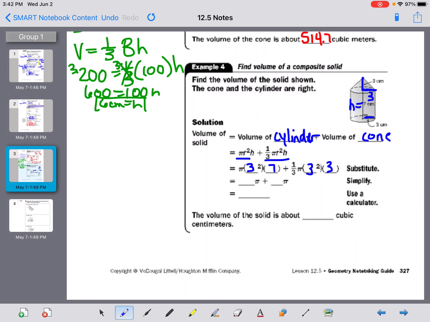All right, let's do some math. 3 squared is 9, times 7 is 63 pi. And over here, 3 squared is 9, times 3 is 27, divided by 3 goes back down to 9 pi. Because both are in terms of pi, I can add those together. 63 pi plus 9 pi is 72 pi. And that's my exact answer for my volume in centimeters cubed. I can also turn that to a decimal. 72 times pi is about 226.2 centimeters cubed.